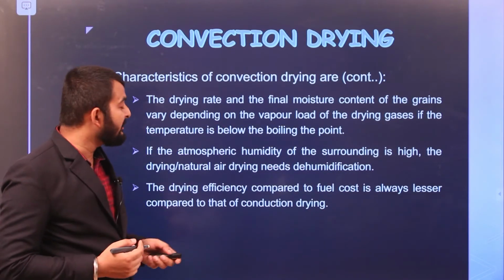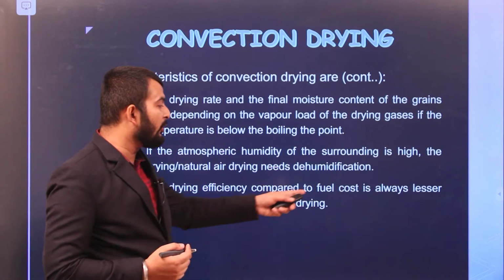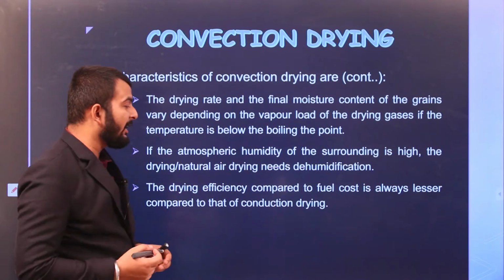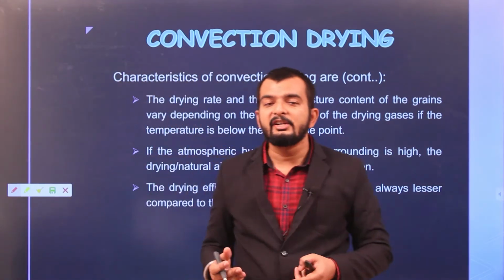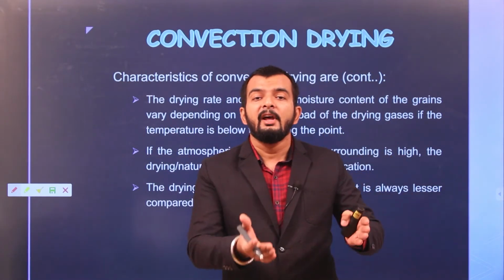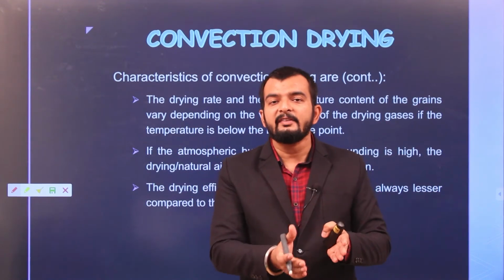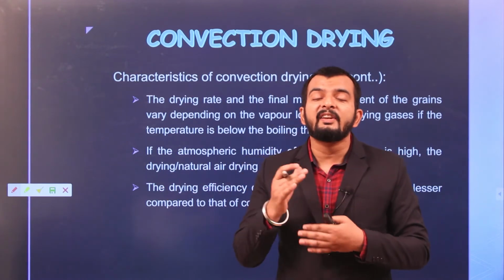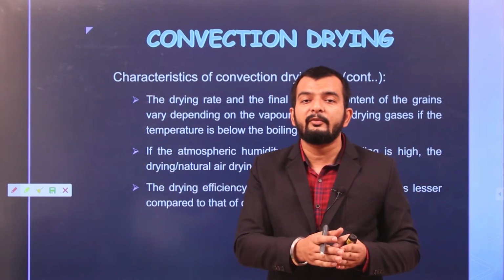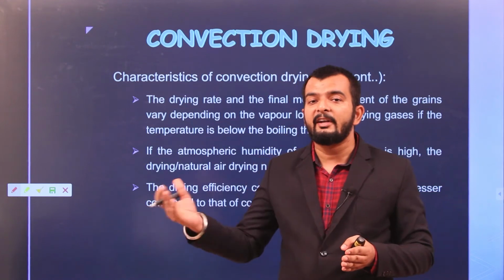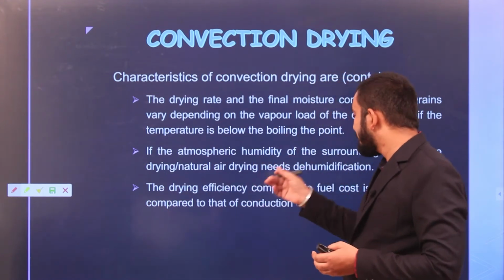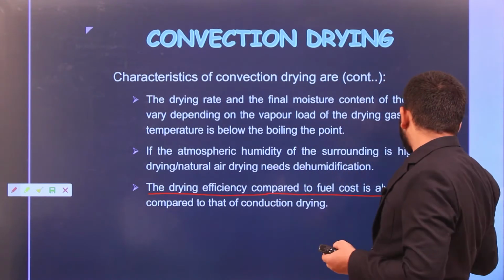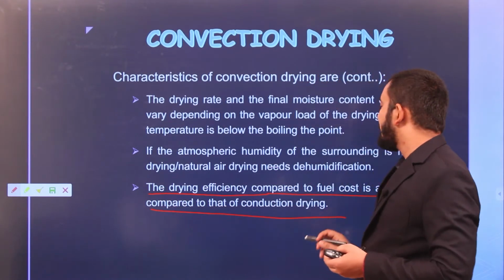Coming on to the next point, the drying efficiency compared to fuel cost is always lesser compared to that of conduction drying. In conduction drying, there is direct contact between your solid or metal surface and your grains or your food material. So the extent of transfer of heat from the metal surface to your grains is comparatively higher than in convection drying. So the drying efficiency compared to fuel cost is less compared to conduction drying.